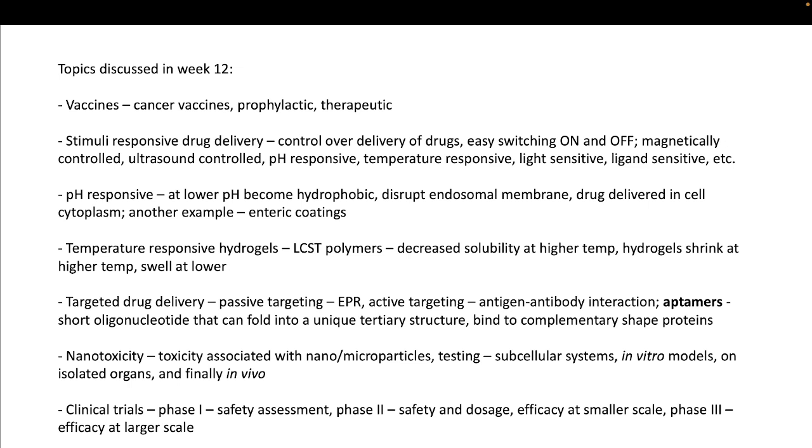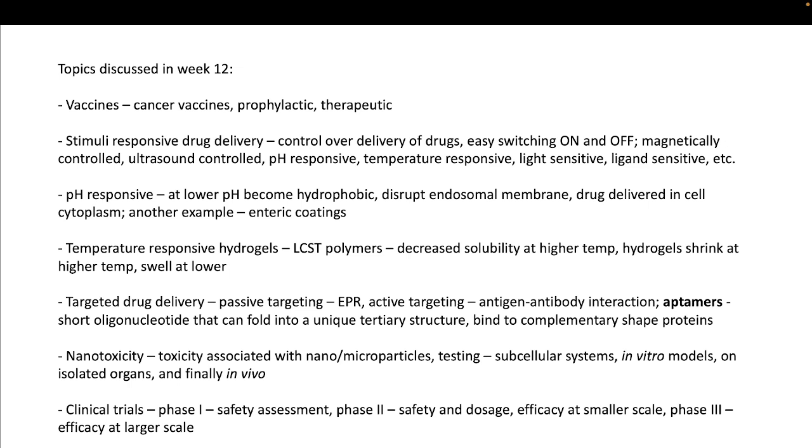Then there is something known as temperature responsive, or it can be light sensitive, where you shine light at a particular location. Let's say you implanted your drug delivery system in the knee of an osteoarthritic or arthritic patient, and you want the drug to be released at specific time periods in the entire day. You don't want the drug to be continuously present in the body. So you shine a light, and depending upon the wavelength of the light that you have designed the system for, it will then release the drug.